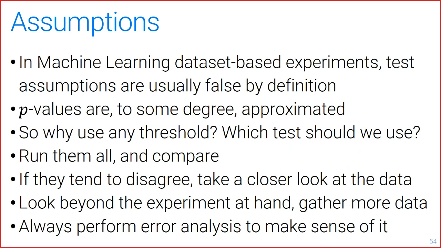Look beyond the experiment that you have at hand. Try to get more data. Try to do error analysis. Try to see what's going on in the data to try to better understand them. And then you're going to see whether the test assumptions are kind of correct or not. But all assumptions basically are going to be wrong. So why use any threshold? Why use any alpha? Why not just take p as it is?